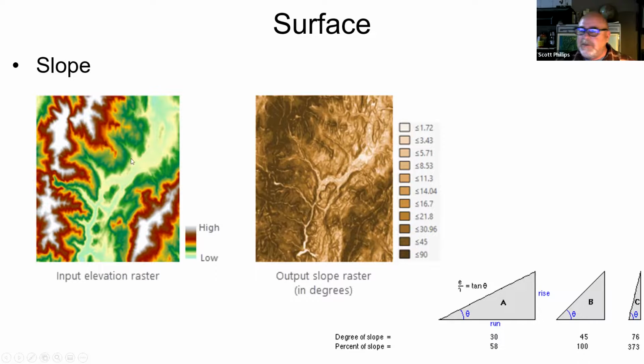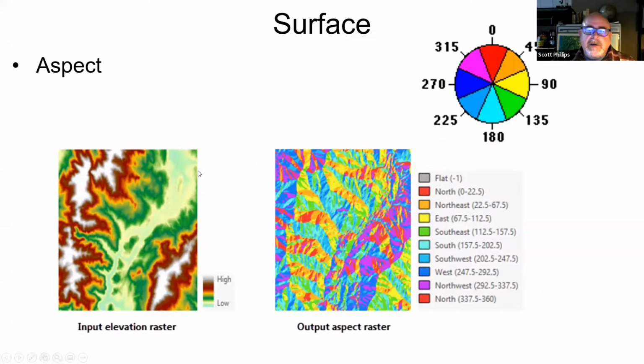Surface analysis, specifically with elevation, you can derive information such as slope. So this is an elevation raster, and you can calculate what the slope is for every cell based on the elevation information. You can also do aspect, or which direction these features are facing: are they southern facing features, or are they northern facing features? So it can take the elevation data and calculate aspect, which direction the cells are facing.